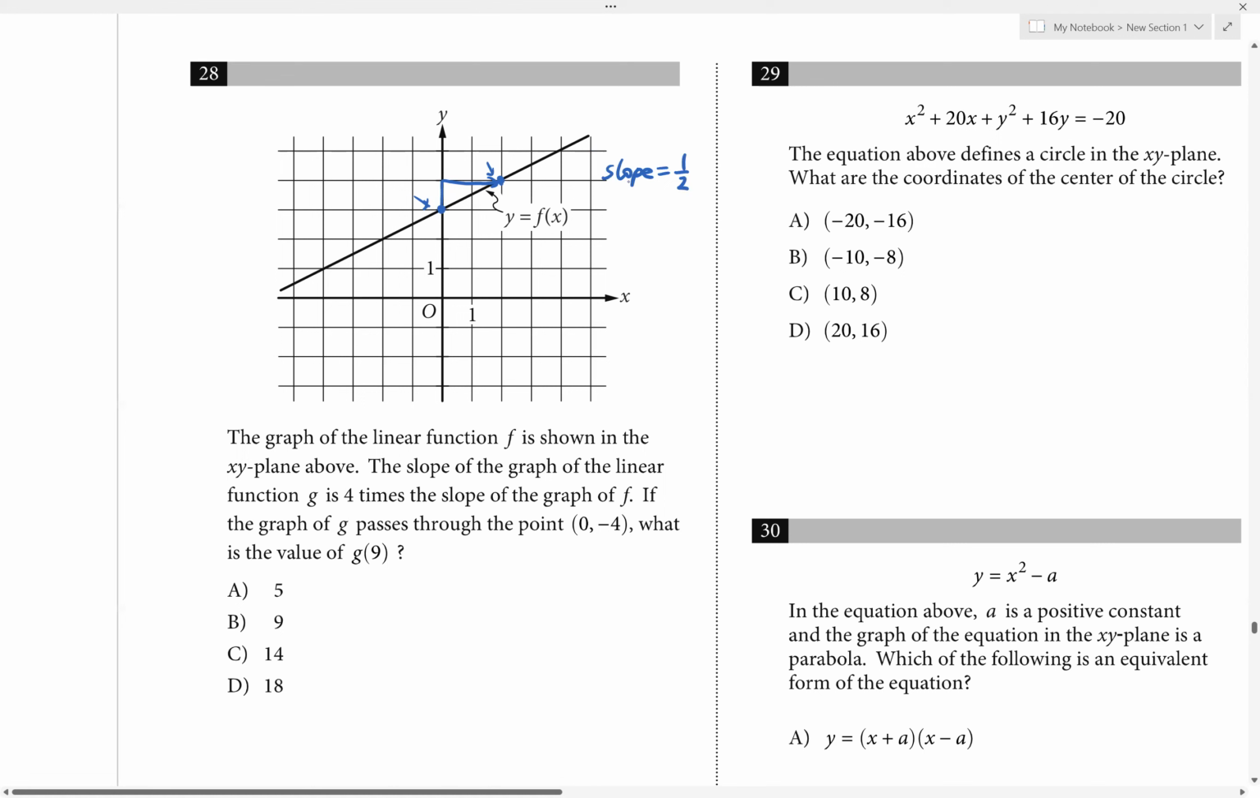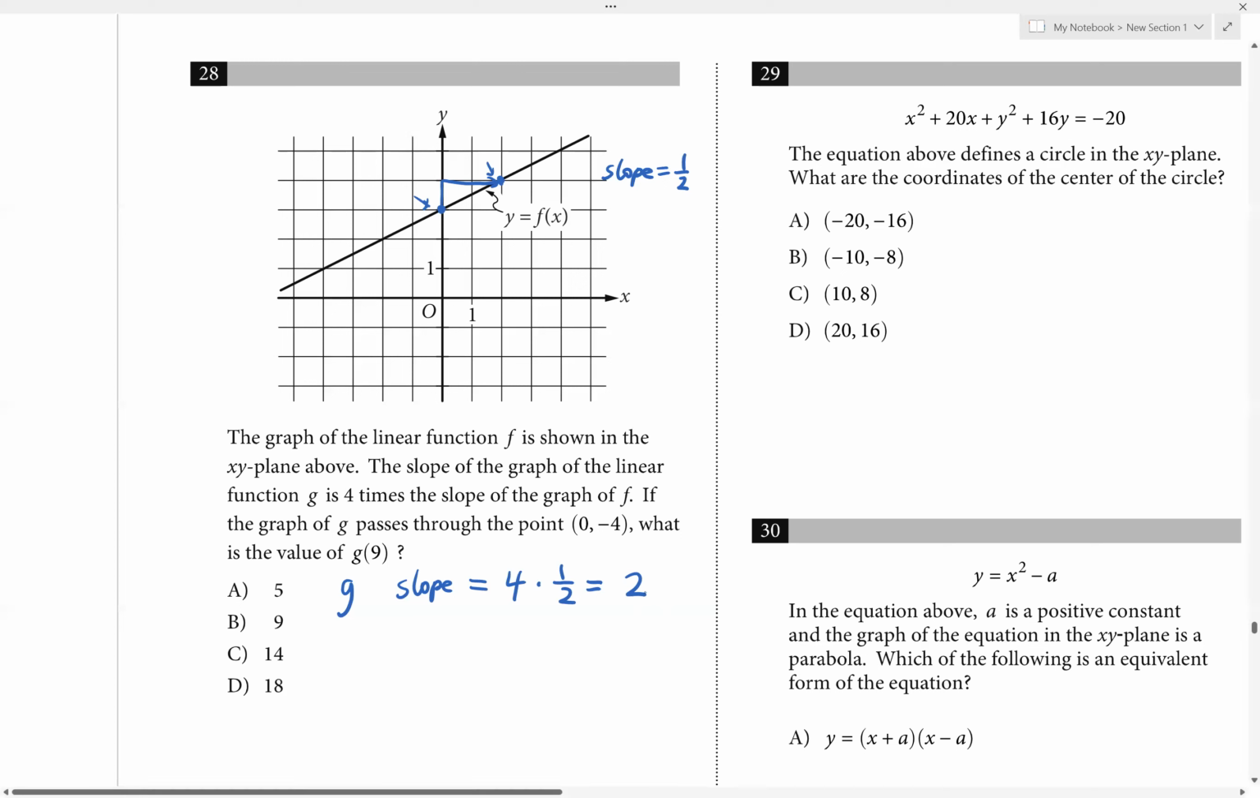Then for the function g, the slope is 4 times that. So for g, the slope is 4 times 1/2, which is 4 over 2. That should be just 2. So pretty much we know the slope for this function g should be 2.